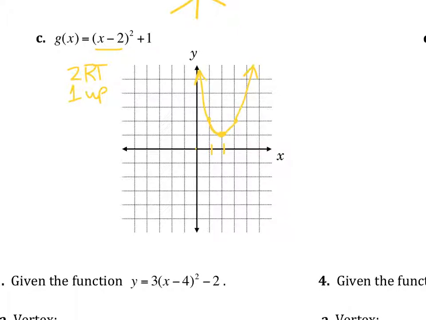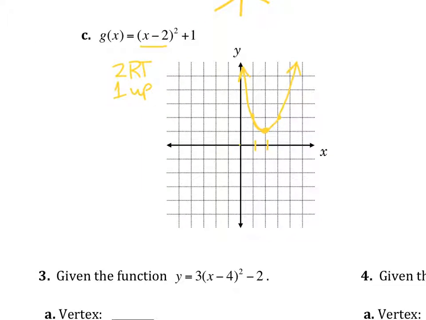There you go. Beautiful. Now, without anyone saying what it is, I want you to write down on your paper what you think the domain and range is.